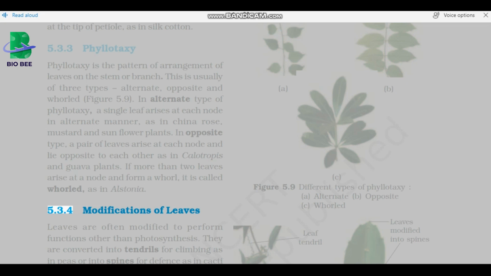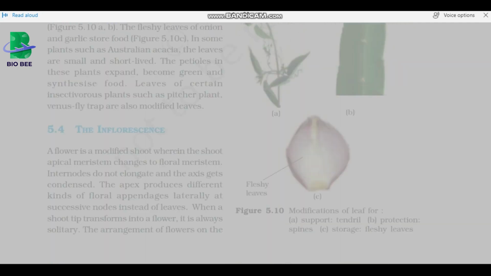Modifications of leaves. Leaves are often modified to perform functions other than photosynthesis. They are converted into tendrils for climbing, as in peas, or into spines for defense, as in cacti, figure 5.10a-b. The fleshy leaves of onion and garlic store food, figure 5.10c.